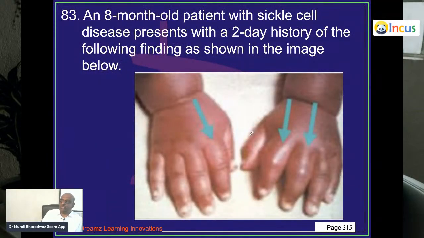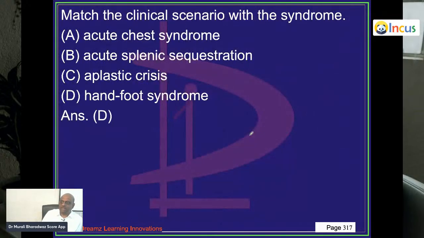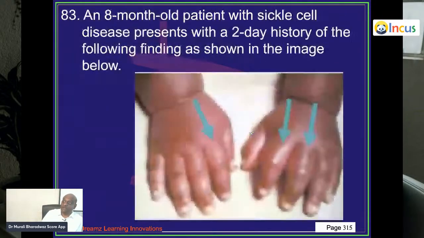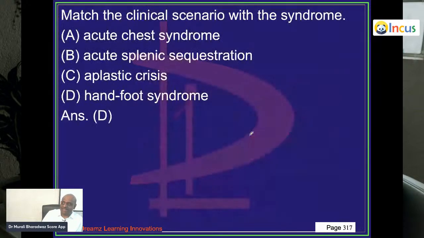Then 8-month-old is presenting with a 2-day history. What is this finding called? Hand-foot syndrome and dactylitis, which can occur in sickle cell disease.